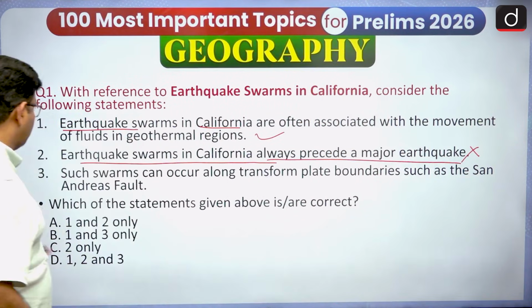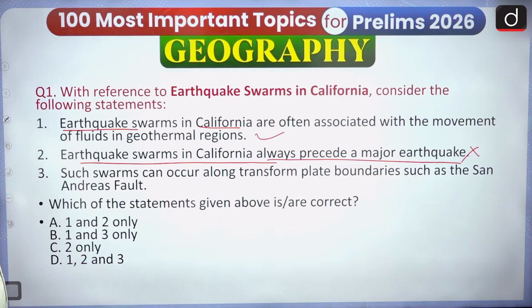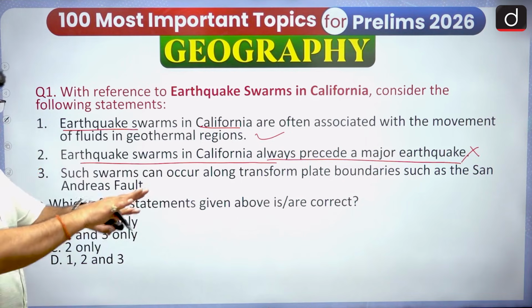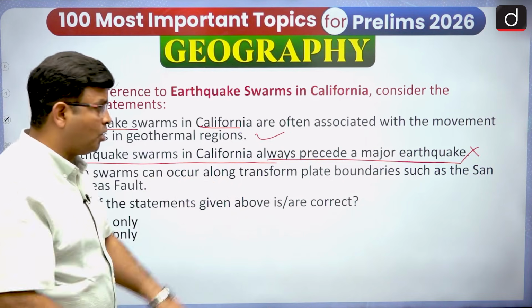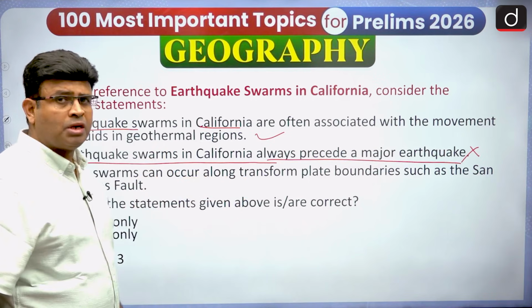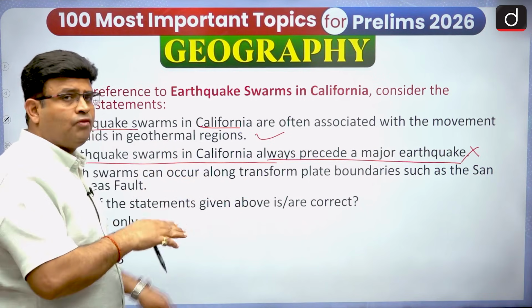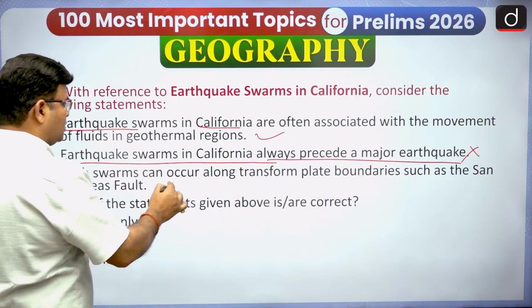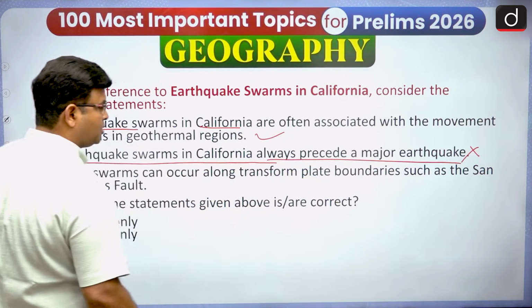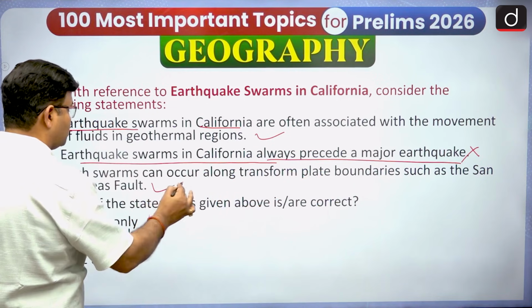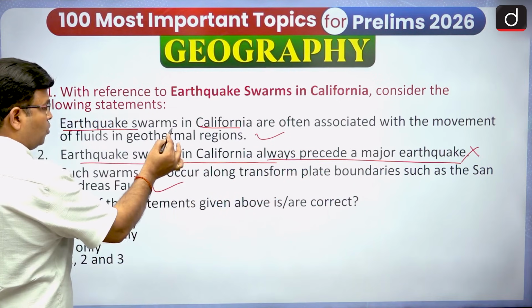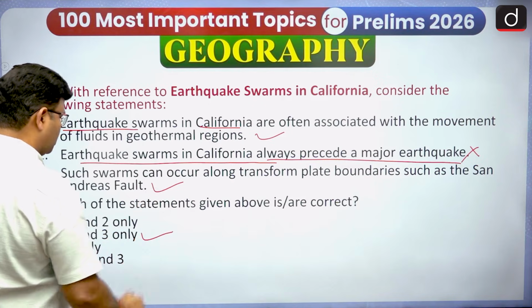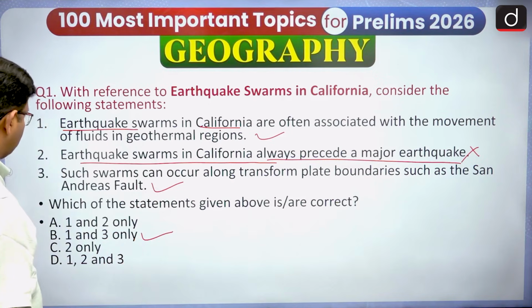And thereafter we can say such swarms can occur along transform plate boundaries. Yes, this is your transform plate boundary. I am talking about this earthquake swarm in California, it is occurring along transform, that is a strike slip fault. It occurs along the transform plate boundaries such as the San Andreas Fault. So this statement is correct. 1 and 3 is what you can say the correct one.